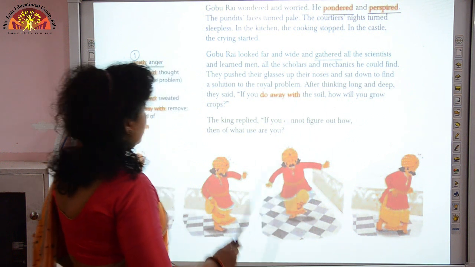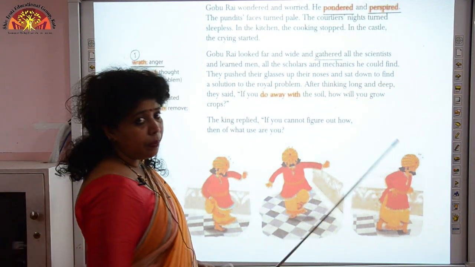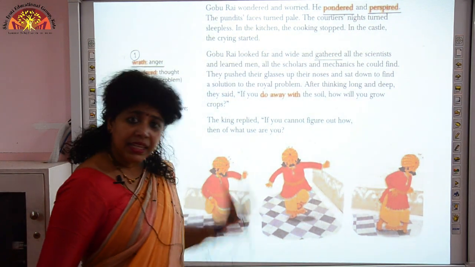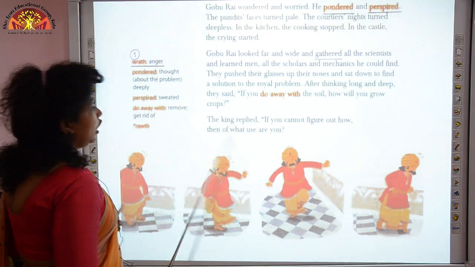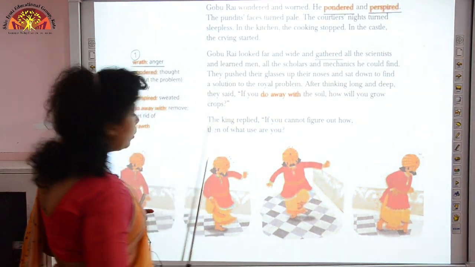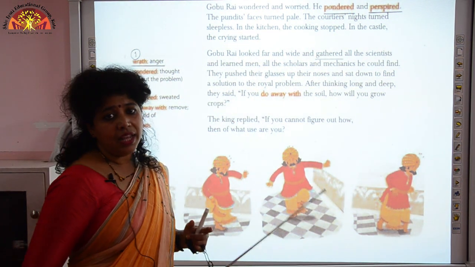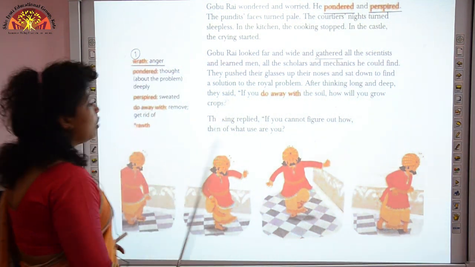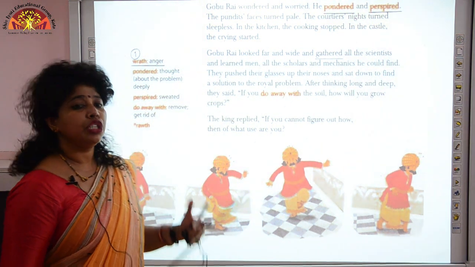They pushed their glasses up their noses and sat down to find a solution to the royal problem. So they thought and thought, pondered over the problem, and started thinking deeply to find a solution to the king's problem. After thinking long and deep, they said, if you do away with the soil, or if you get rid of the soil, how will you grow crops? They understood that they cannot get rid of the soil, because if they got rid of the soil, then crops could not be grown. The king replied, if you cannot figure out how, then of what use are you? The king got angry. He got furious that there was no solution to his problem.